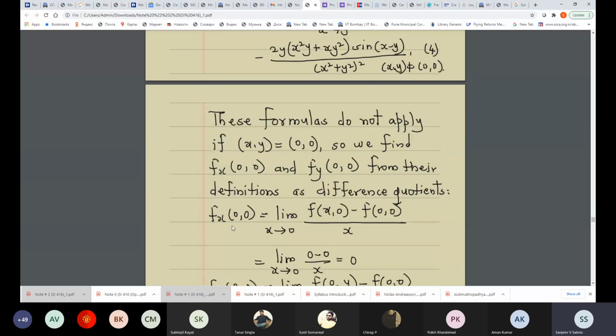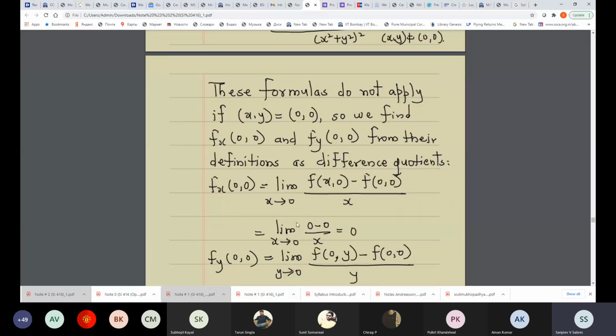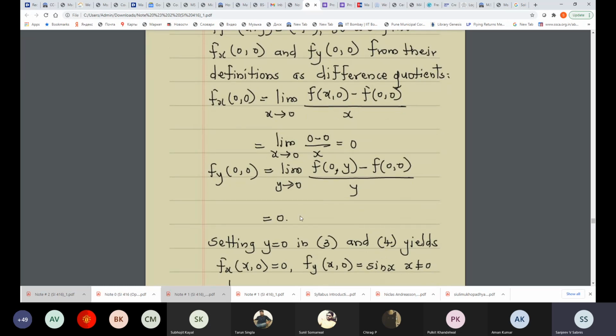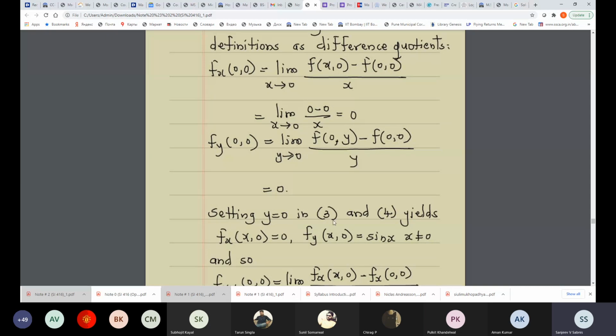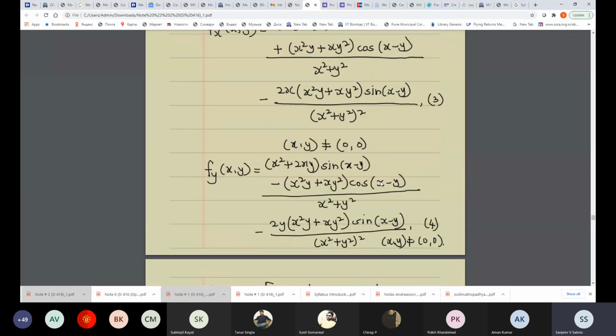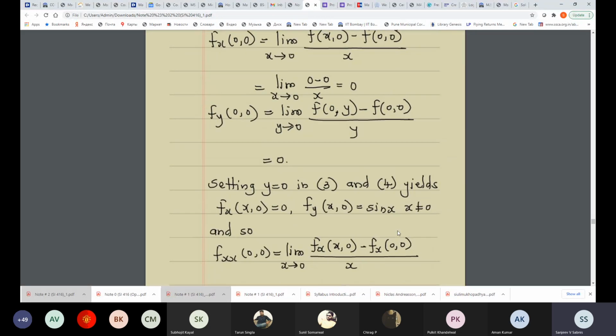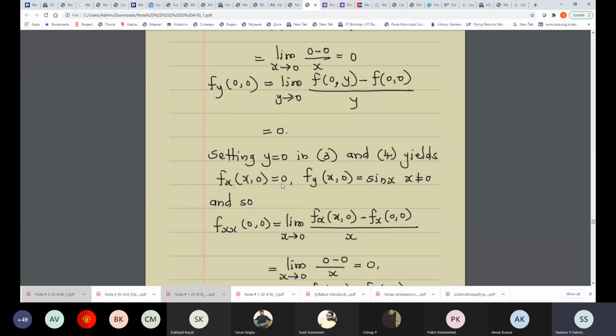So let us look at this. By definition it is (fx(0) minus f(0, 0)) over x, as x tends to 0. This can be easily shown to be 0. This can also be easily observed to be 0. No issues. Now by setting y equal to 0 in 3 and 4, we get fx(0) is equal to 0.